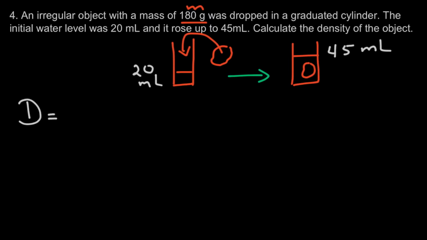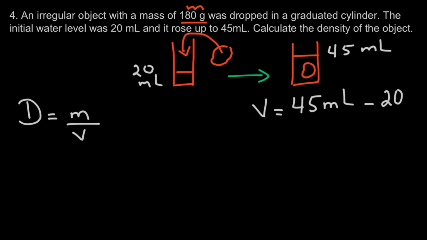D equals M over V. We have the mass, but we don't have the volume. How can we find the volume in this case? We don't have any measurements for that object. So what we can do is look at the water levels. So V will equal the final water level minus the initial water level. So V will equal 45 milliliters, the final water level, subtracted by the initial water level, which is 20 milliliters. So the final answer will be 25 milliliters.